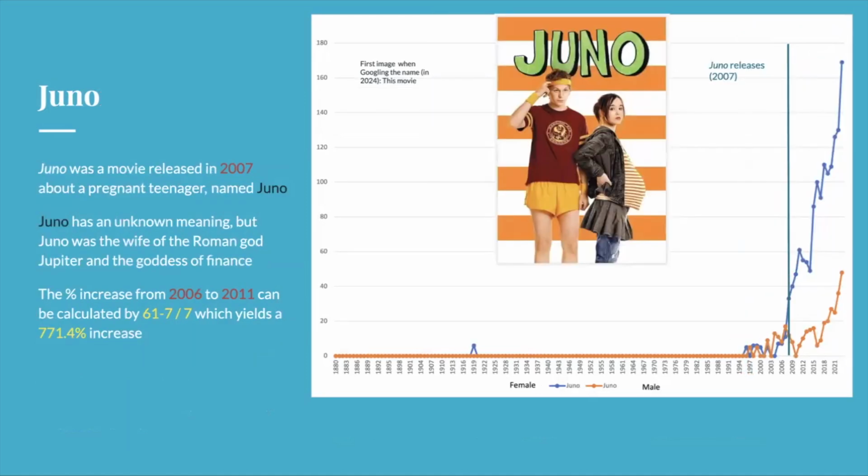In 2007, the movie Juno was released, about a pregnant teenager named Juno. So Juno has an unknown meaning, but Juno is the wife of the Roman god Jupiter and also the goddess of finance. The percent increase from 2006 to 2011 can be calculated to be a 771.4% increase. So this blue line's where the movie releases. So from 2006 to this little peak in 2011 is 771.4. And then there's also 1919 for some reason.